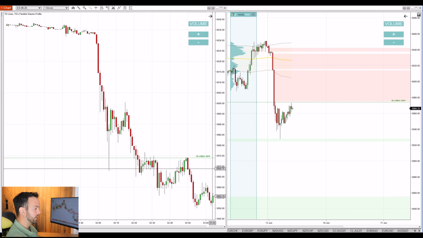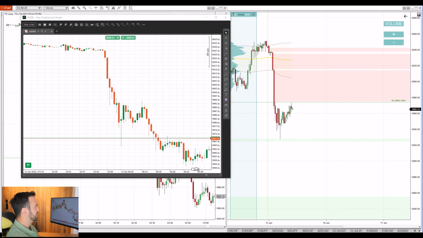Let me show you real quick. So that's the cTrader here. The instrument is called US 500, it is a CFD, and this is how the trade looked. See, I was able to catch the low of this reaction.